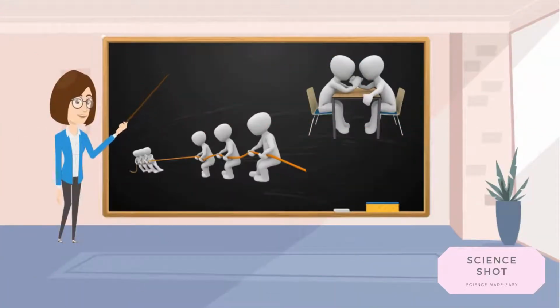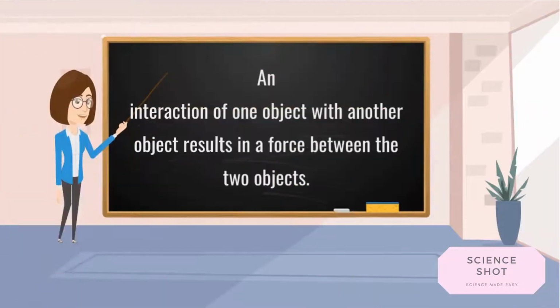All of you are familiar with the game tug of war. Each team is pulling the rope from the two sides with their whole strength. Here the force is applied on the rope by the two teams. In the second figure, you can see the arm wrestling competition. In this case, we can see that the two persons are pushing each other's arms. From these examples, it is obvious that two objects need to interact with each other for a force to come into play. An interaction of one object with another object results in a force between the two objects.